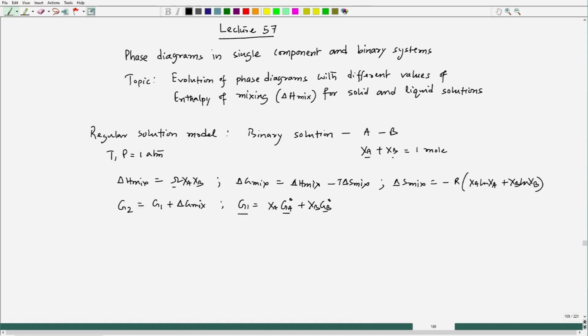So, this is the framework, and we try to see the variation of G 2 as a function of composition at a particular temperature, and of course, the pressure is always maintained as 1 atmosphere. We try to see the free energy hierarchy in order to find the stability of a phase at that temperature, and when these curves cross each other, we try to see the equilibrium condition by looking at the common tangent. Accordingly, we have found phase diagrams in 3 conditions.